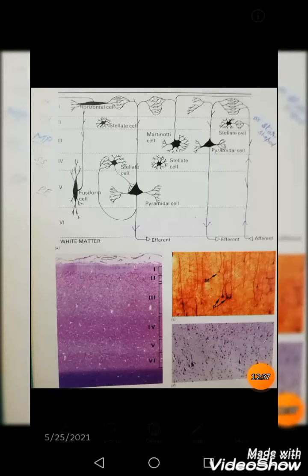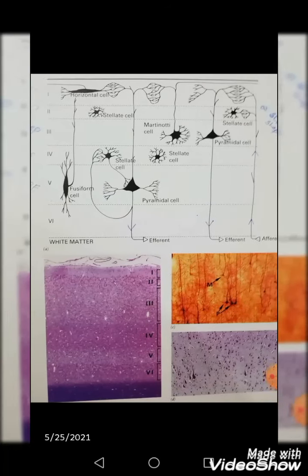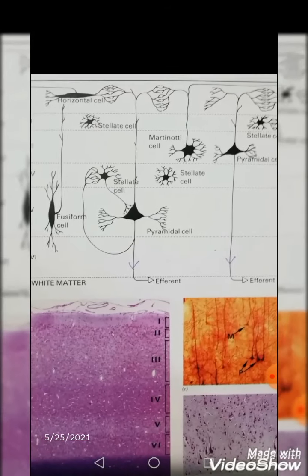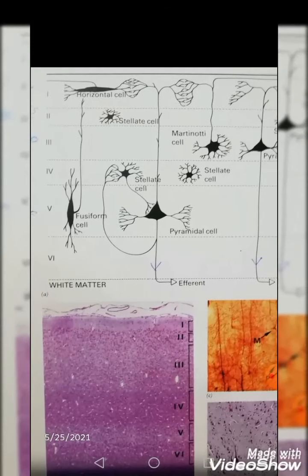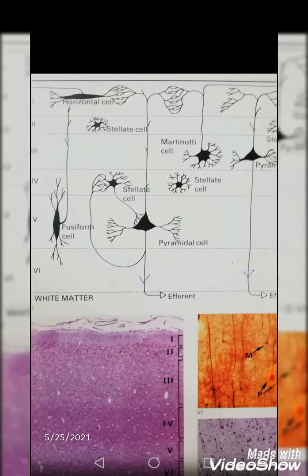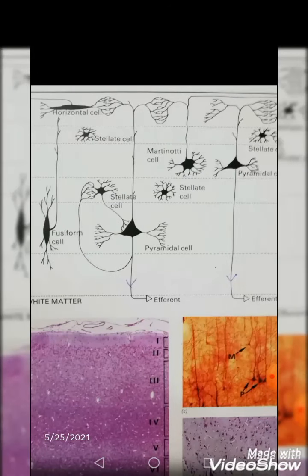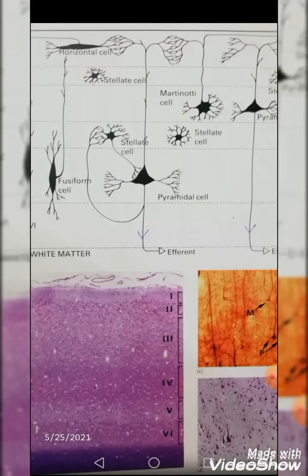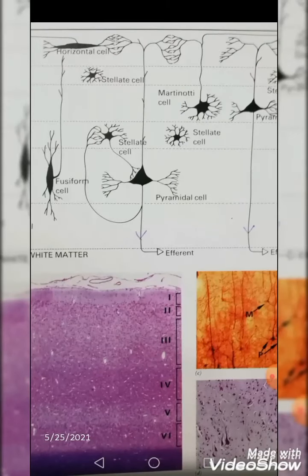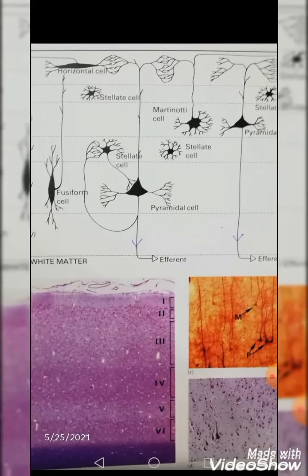In this picture on the top, you can see the schematic representation of the 6 layers and the location of various cells. The topmost layer shows the horizontal cells along with their processes. The next layer shows the stellate cells, and then the consecutive layers show Martinotti, and again granular cells, and you find the arrangement of the fusiform cells, how they are lying. Pyramidal cells are also there, with the smaller pyramidal cells in the superficial layers and the deeper layer having the larger pyramidal cells.